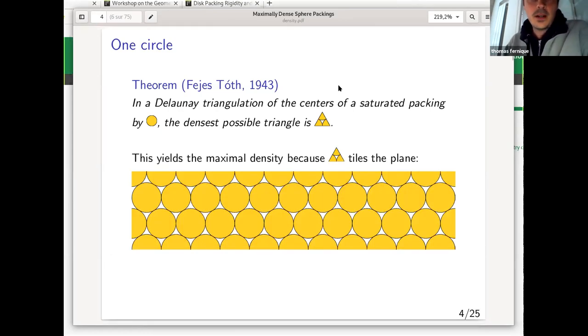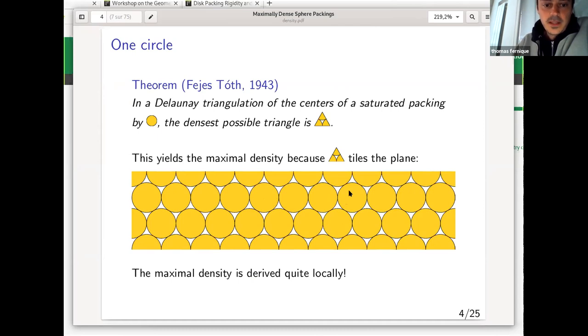And actually, the bound is tight because it's not hard to see that this triangle tiles the plane. You get what is called the hexagonal close packing, and the density is the same in each triangle, and it is pi over square root of 12. Okay, so I guess many of you know already this example and the proof behind. But the point I want to emphasize here is that the maximal density is derived quite locally. I mean, to prove that this packing is the densest one, we just prove that in each triangle, it is the densest one.